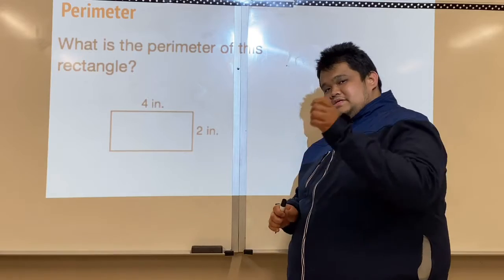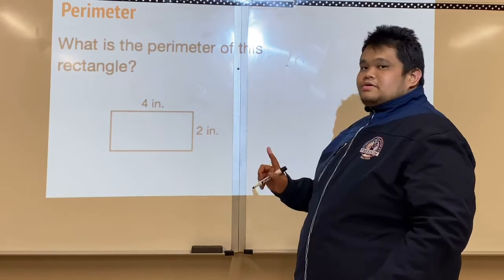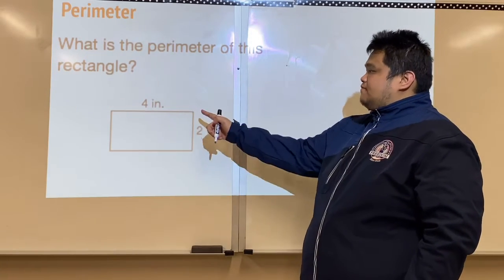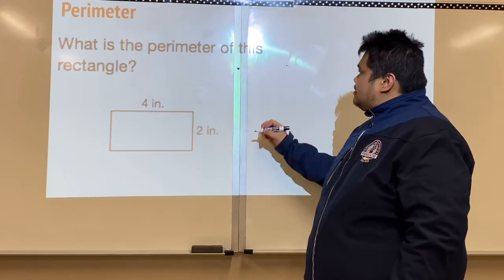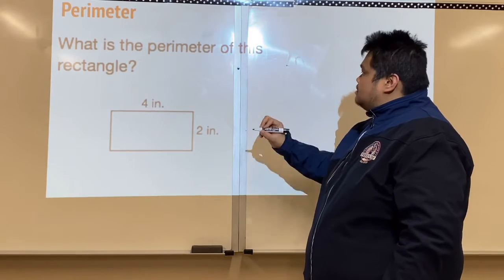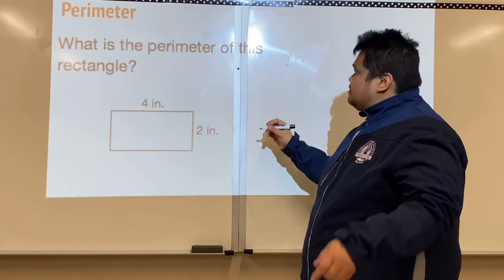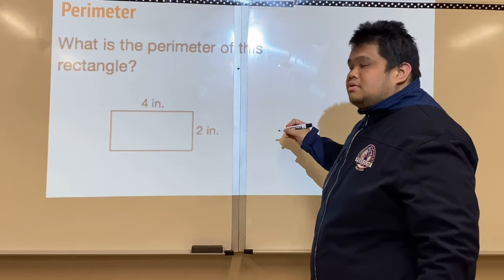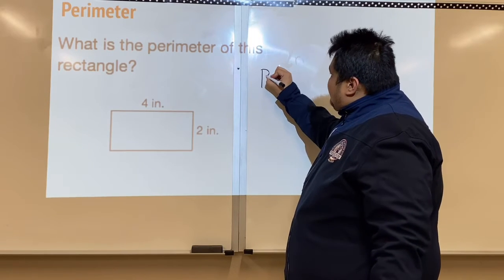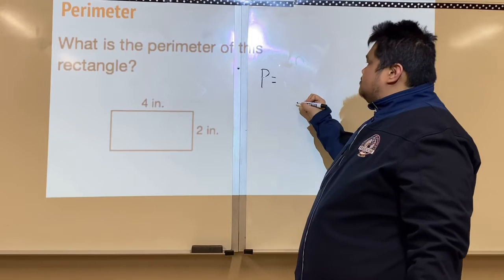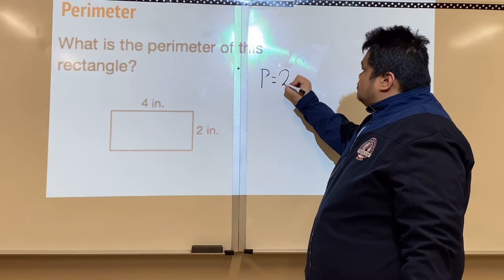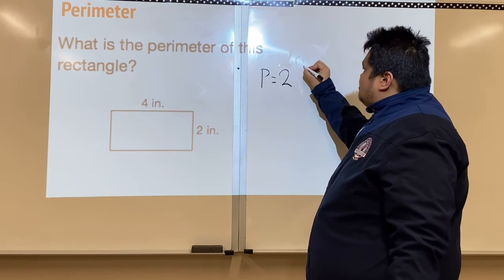Alright, yes, you guys are right. You get the perimeter of this rectangle by writing P first. By the way, I will write the formula. You better copy this in your notebook, okay? So P is equals to 2 times.